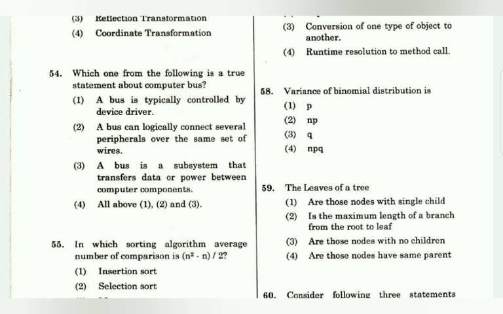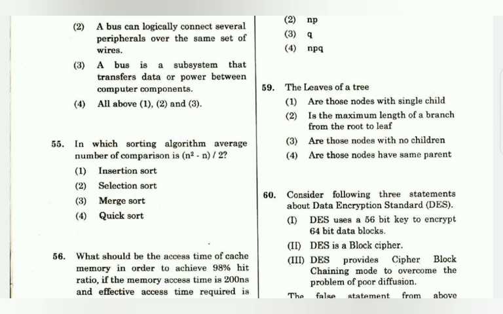Next, the variance of a binomial distribution is NPQ. So we know the standard deviation is the square root of NPQ; the variance is NPQ. Next, the leaves of a tree are nodes that have no children. So they are the lowest level of the tree structure. So here option 3 is the correct answer: those nodes with no children.